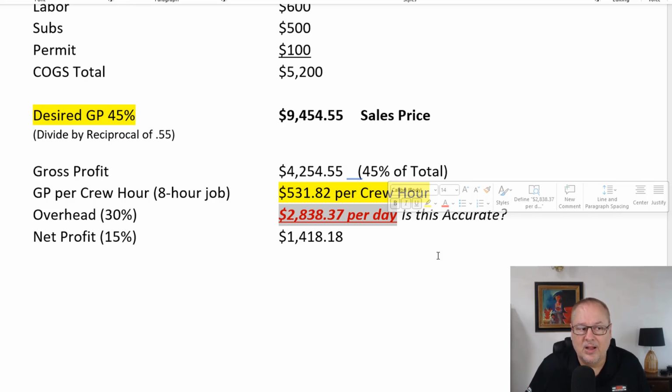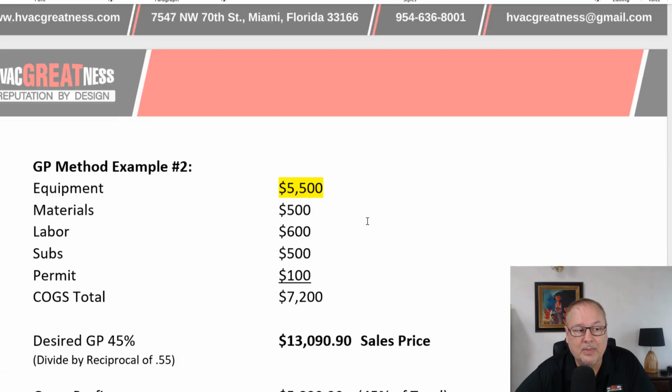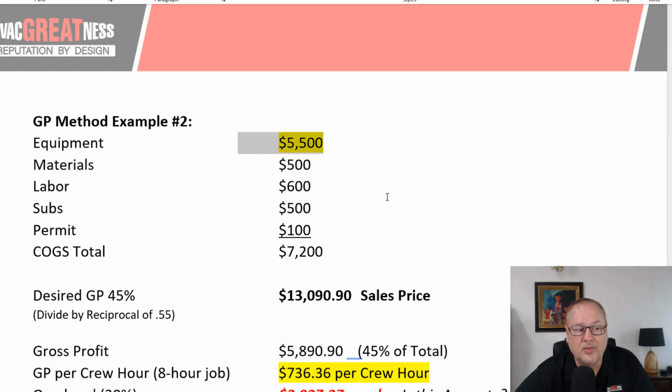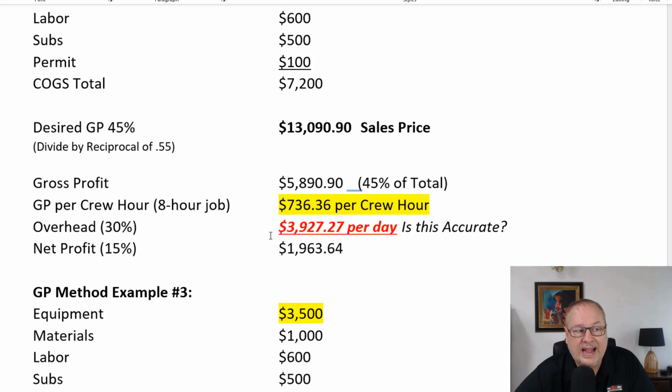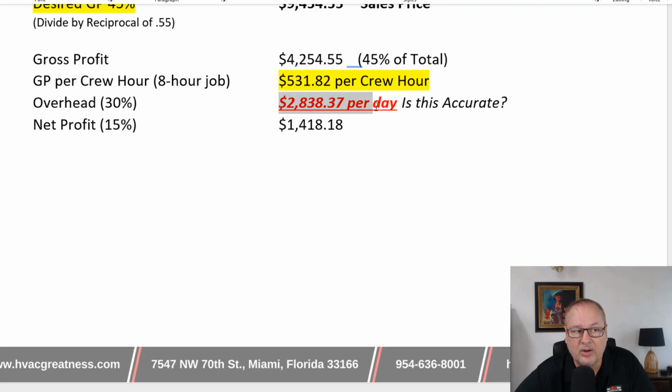Is it $2,800? Now check this out. What if instead of it being a $3,500 piece of equipment, everything else is the same, and it's a $5,500 piece of equipment, use the same multiplier. Now all of a sudden 30% of that is going to be almost $4,000. So is your overhead almost $4,000 or is your overhead almost $3,000?